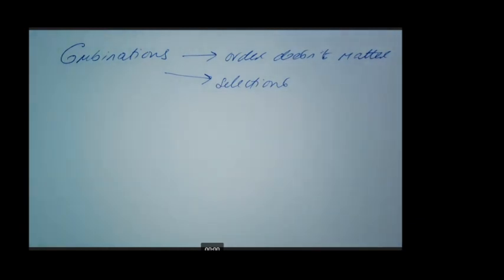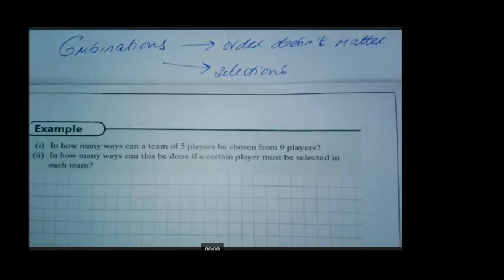So we're going to jump straight into a question here, and then we'll write a little note on how we work these out. Okay, so let's take a look at this example. In how many ways can a team of 5 players be chosen from 9 players? So this is a very straightforward question that is a combination. Again, the order doesn't matter in how I pick the players. I just want how many different teams of 5 players can be chosen if I have 9 players to select from.